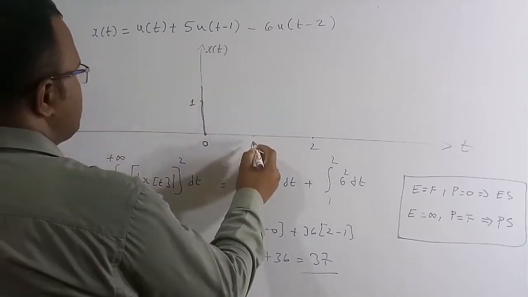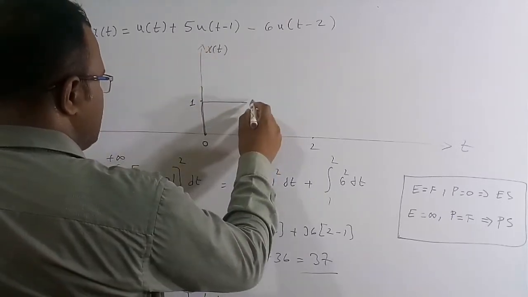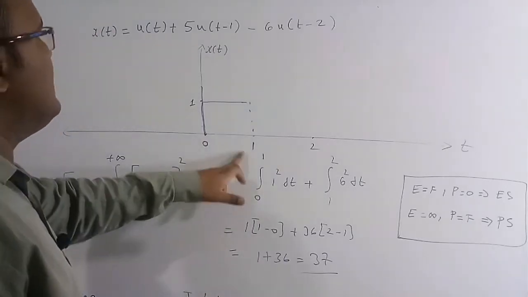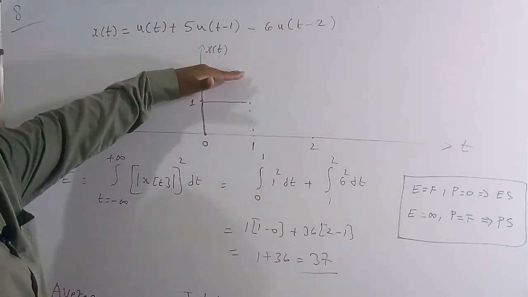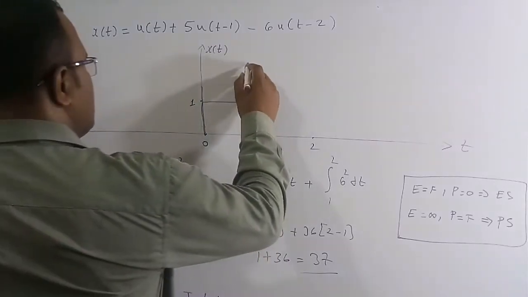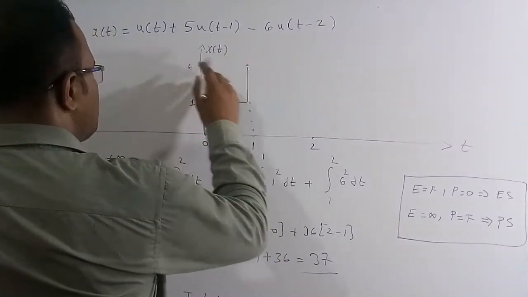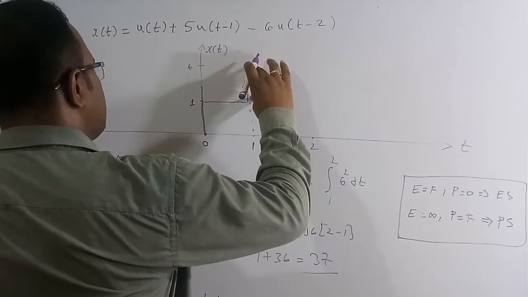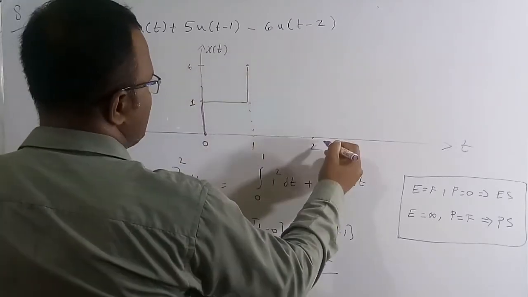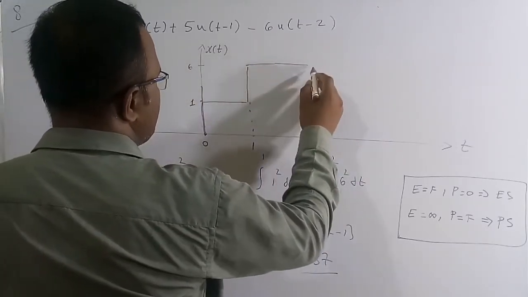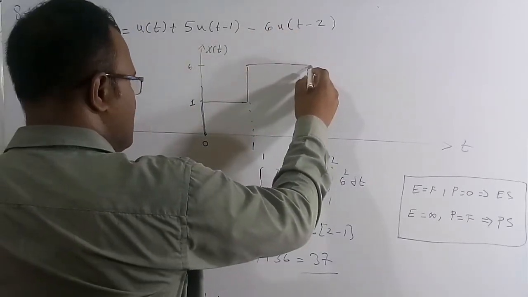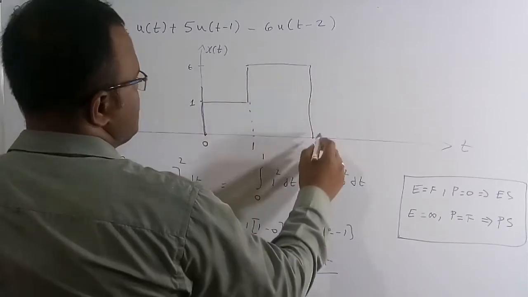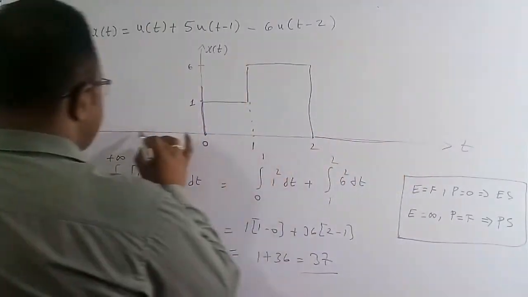So up to t is equal to 1. At t is equal to 1 there is a value of plus 5, so we need to move up by plus 5. So 1 plus 5 is nothing but 6. So this is the value which is 6, because we are moving by a value of plus 5. And here at t is equal to 2, up to here the value is 6. So again we need to move down by minus 6. So finally this is the diagram we are going to get here.